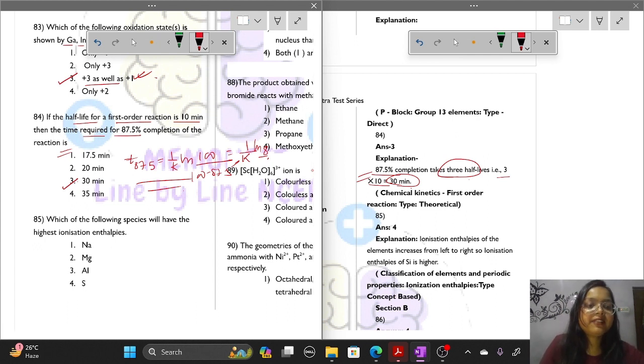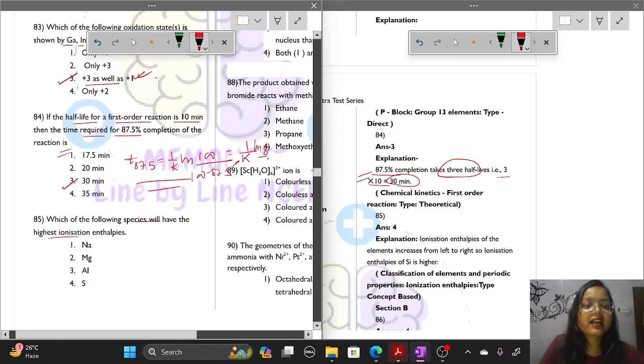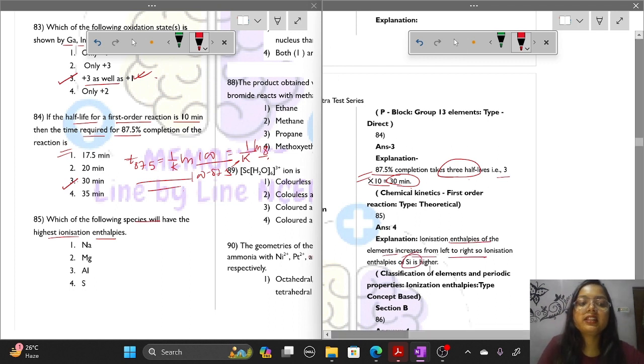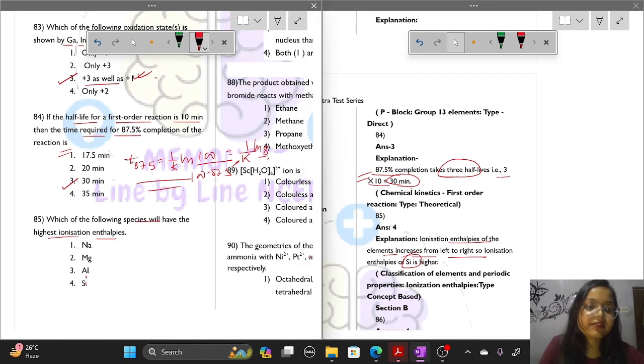For question number 85, which of the following species will have the highest ionization enthalpy? So for highest ionization enthalpy, we know that ionization enthalpy increases from left to right. So silicon will have the highest ionization enthalpy. Option number 4 is the correct option.